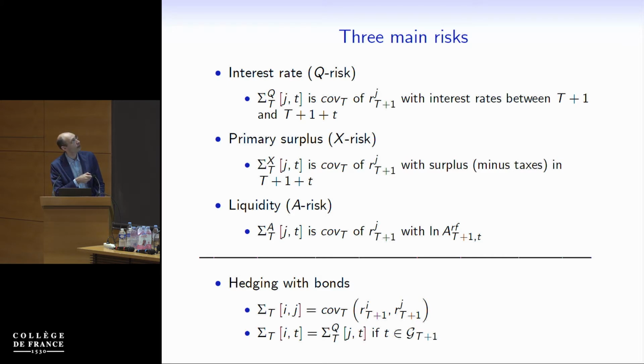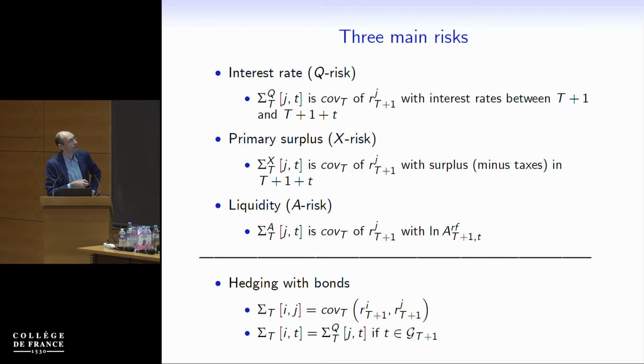Interest rate risk will be this matrix sigma q. Each element of that matrix will be the covariance of returns of bonds, say of duration j, with interest rates between period t+1 and t+1+t. Basically, the correlation of a 5-year bond with a 10-year interest rate. The second will be primary surplus, the same thing. This will be matrix sigma x. Those will be the correlation of returns of government bonds of different maturities with surplus minus taxes, some appropriate measure of surplus, of all bonds in period t+1 with all the horizons of primary surplus little t's.